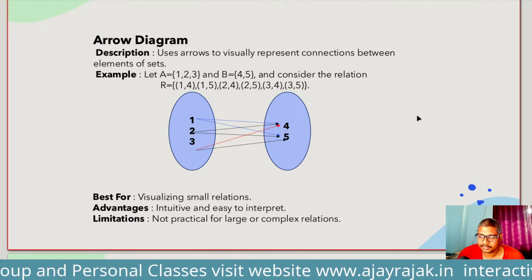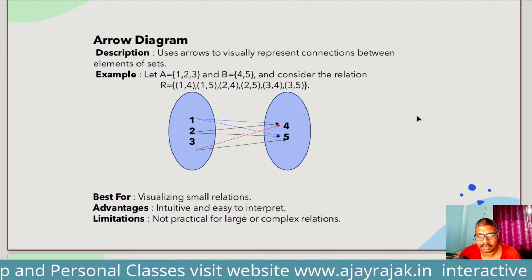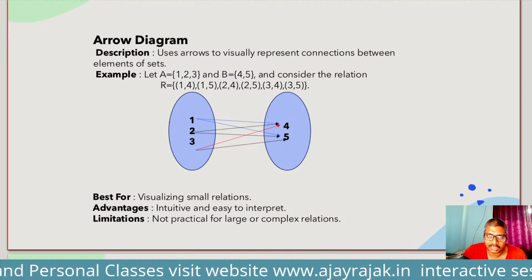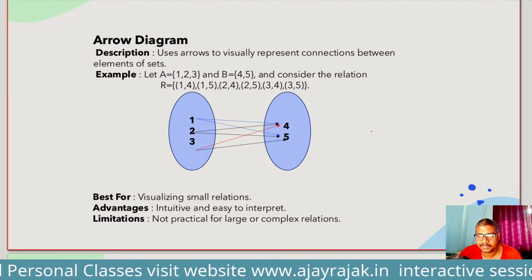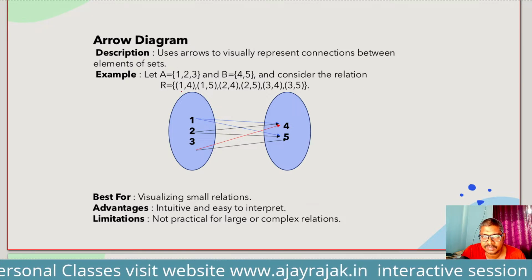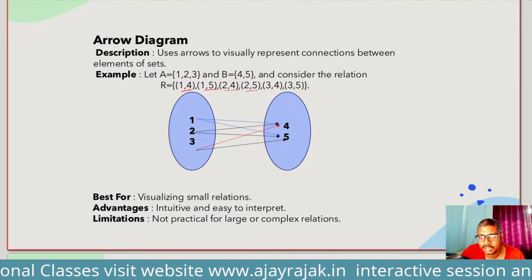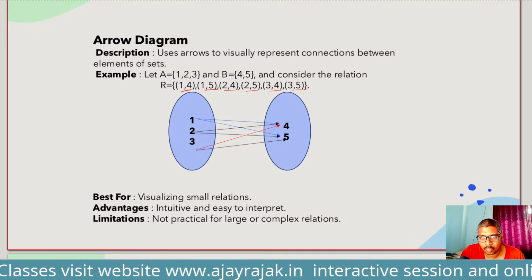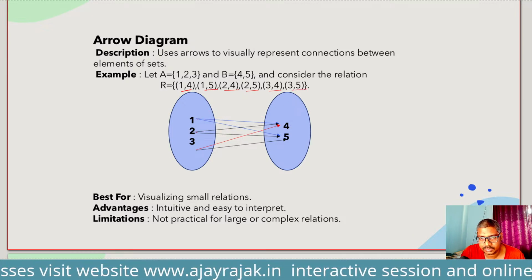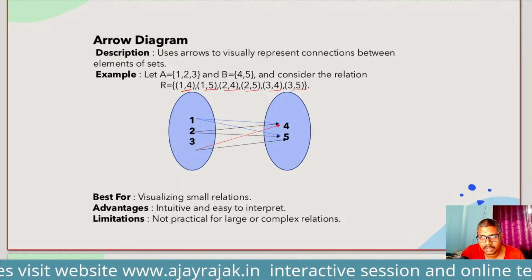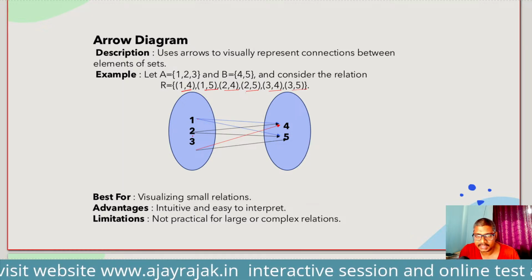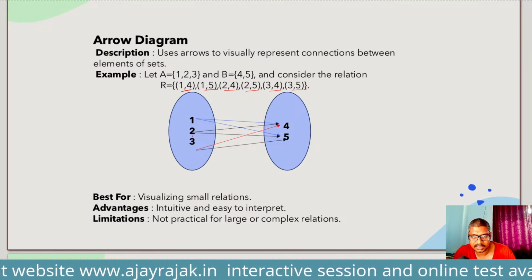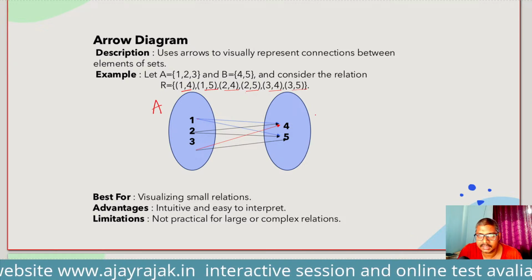Right? Now then comes the arrow diagram. If we have a set A and we have a set B, then we can represent their relation. Suppose a relation is given here: 1 4, 1 5, 2 4, 2 5, 3 4, 3 5. Okay, so 1 is related to 4, 2 is related to 4, 2 is related to 5. So by the arrow diagram, we will start from the set A. This is our set A and this is our set B.